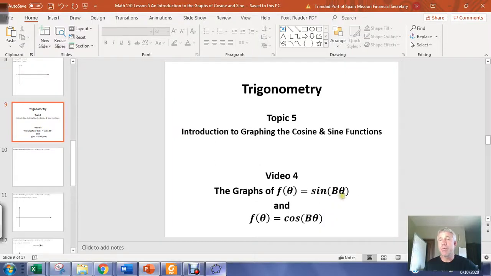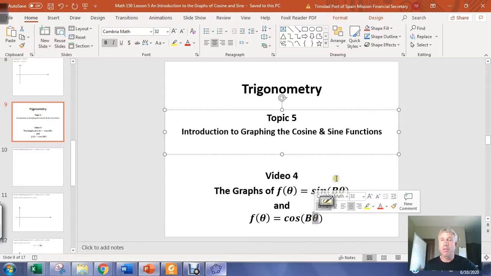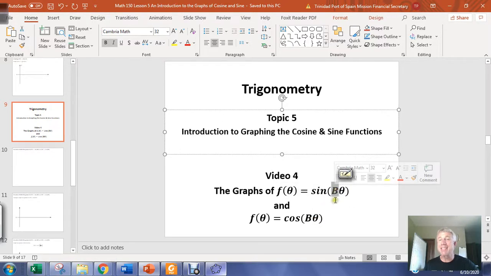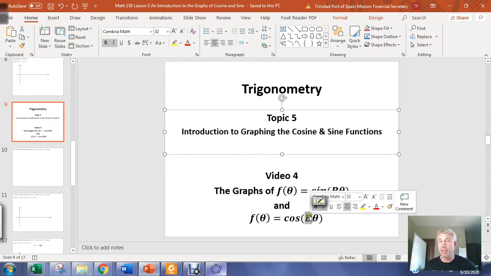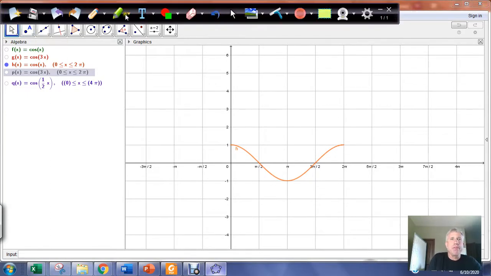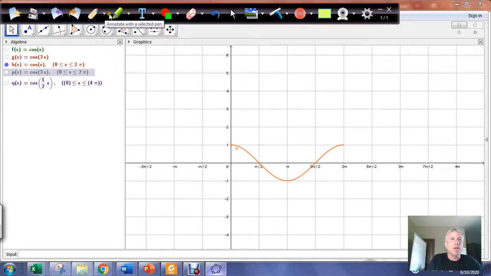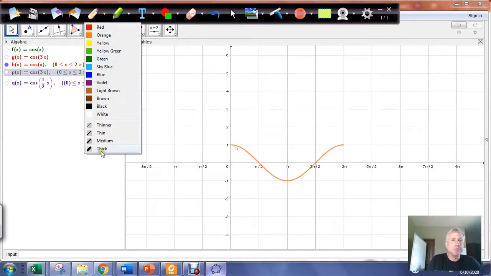So in video 4, what we're going to do is look at the impact of multiplying the input variable for the sine or the cosine function by some positive scalar b. So we're going to start by taking a look at it in GeoGebra. And what I have graphed for you on the screen is the Toolbox function cosine of x.